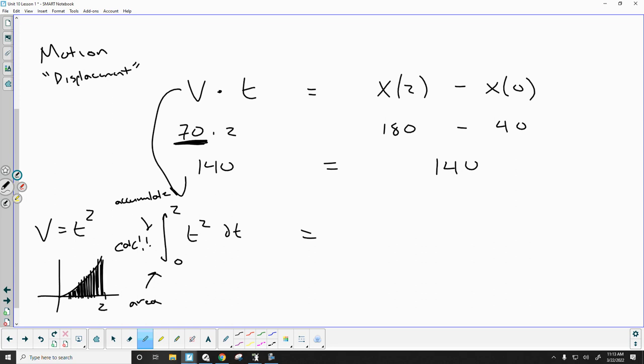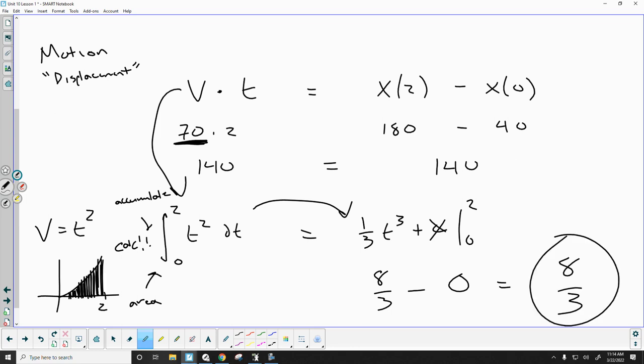Cool? But then we talked about how Isaac Newton discovered, well, if this is the velocity, you could take an antiderivative and find position. Get 1/3 t cubed plus c, but you won't need the c, because when you plug in 2 and 0, you will cancel your c's, and you get that 8/3.